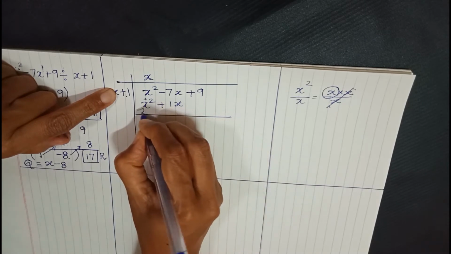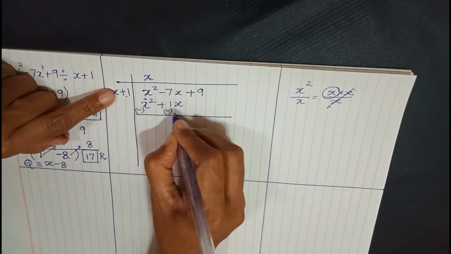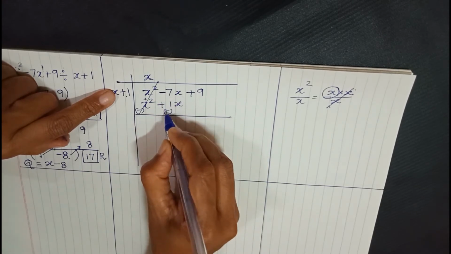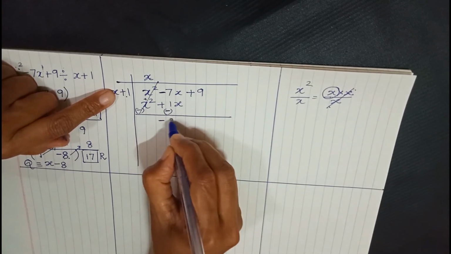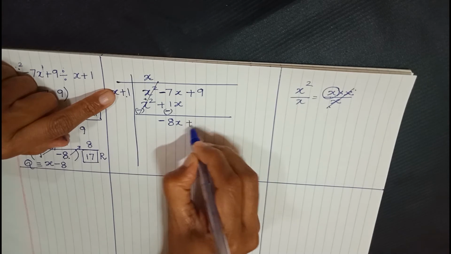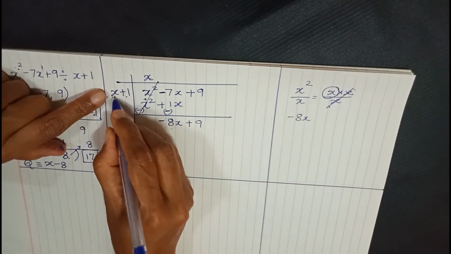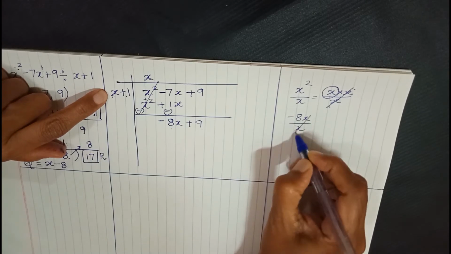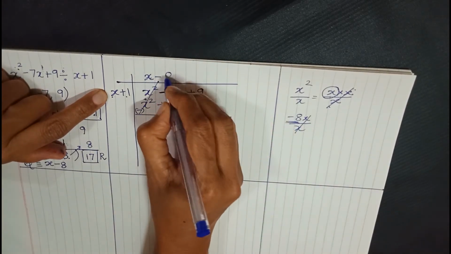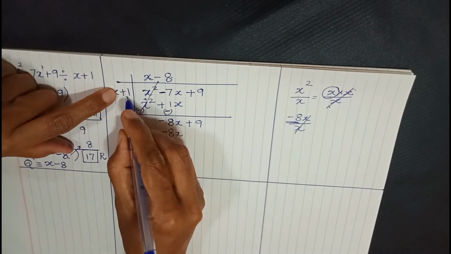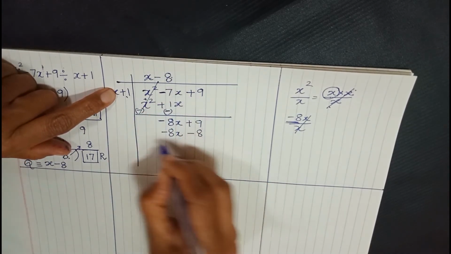Now let us change the sign. Don't forget to change the sign in every step. This will get cancelled. Now this is minus 7, this is minus 1. So what we get is minus 8x plus 9. Now I want to get minus 8x from this x. So you can see I have to multiply by minus 8. So minus 8 into x is minus 8x. 1 into minus 8 is minus 8.